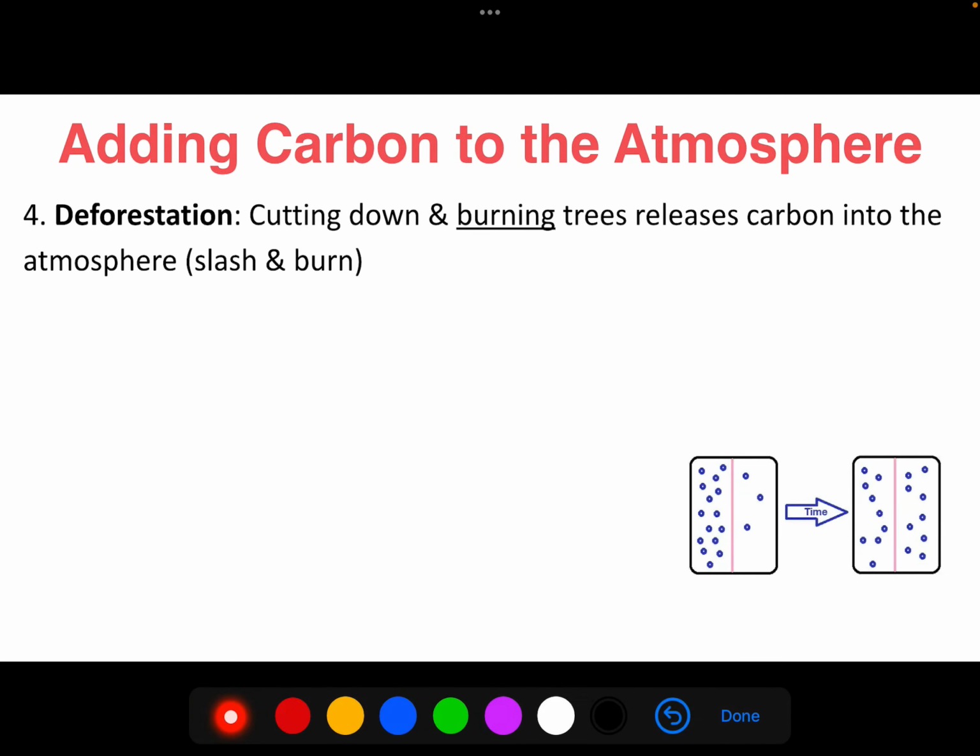Okay, next, let's talk deforestation here. Cutting down and burning trees releases carbon into the atmosphere. So this is called a slash and burn technique. So burning these trees, when we cut them down, releases CO2 into the atmosphere.